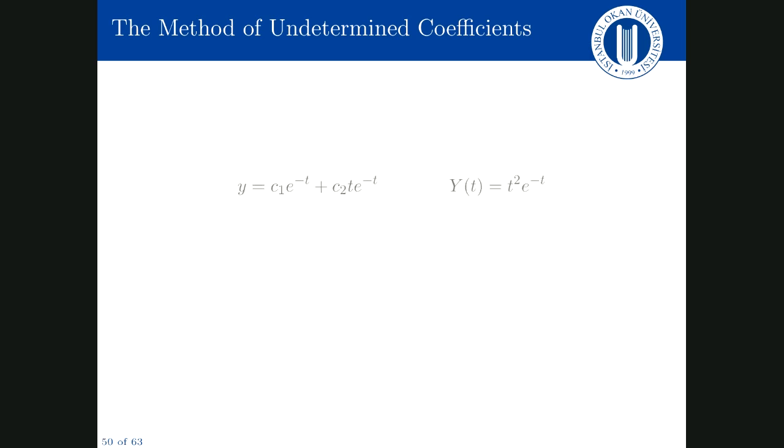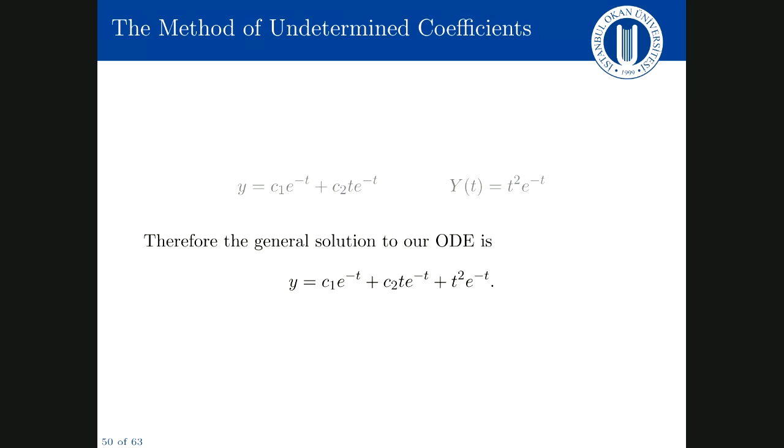Let me repeat, we have the general solution to the homogeneous equation and a particular solution to the non-homogeneous equation. To finish this problem, we add these together. The general solution to the differential equation in the question is the general solution to the homogeneous equation, and then plus a particular solution.